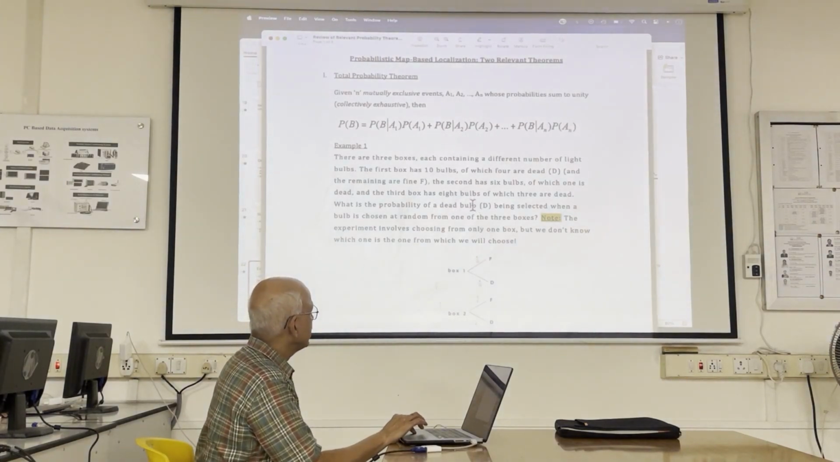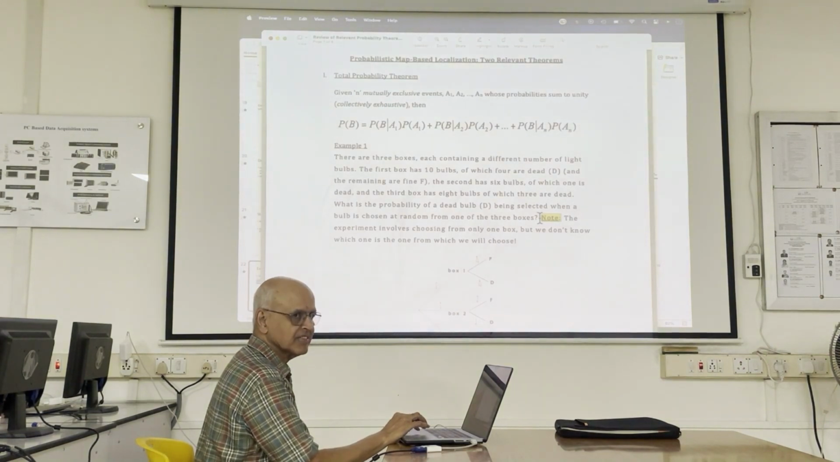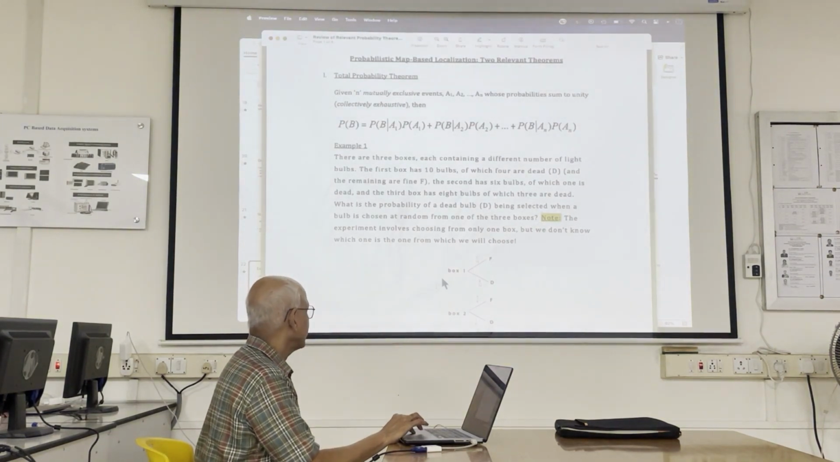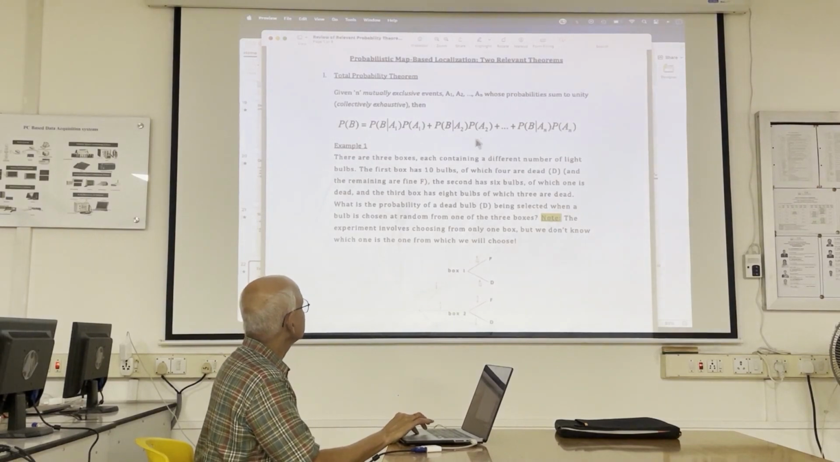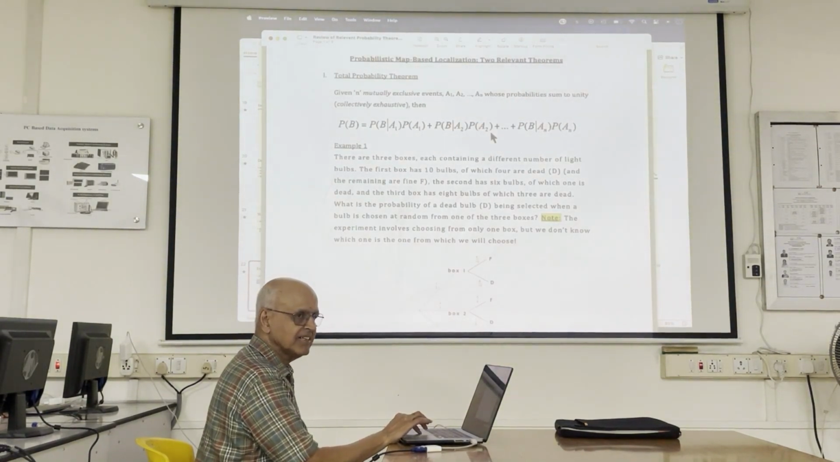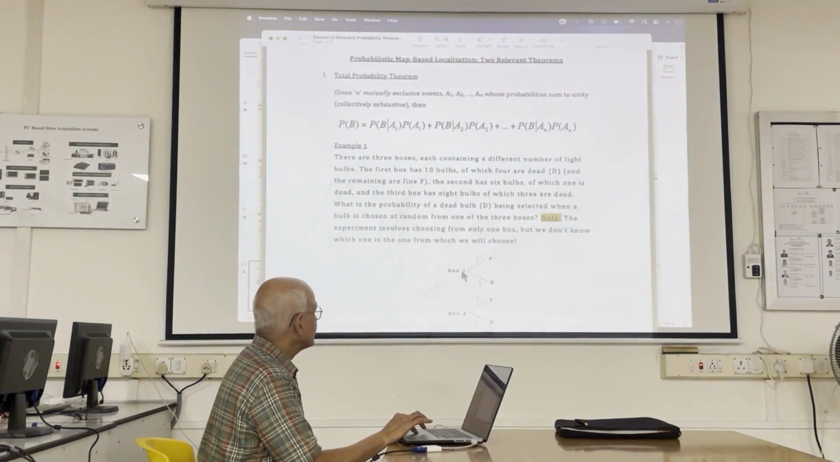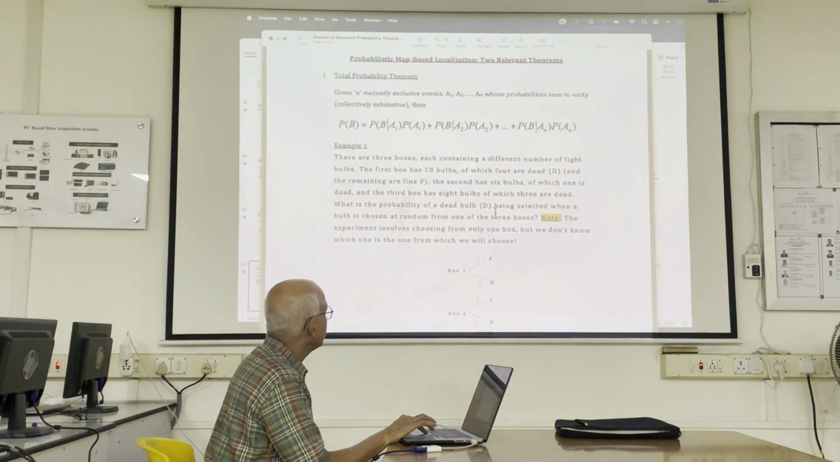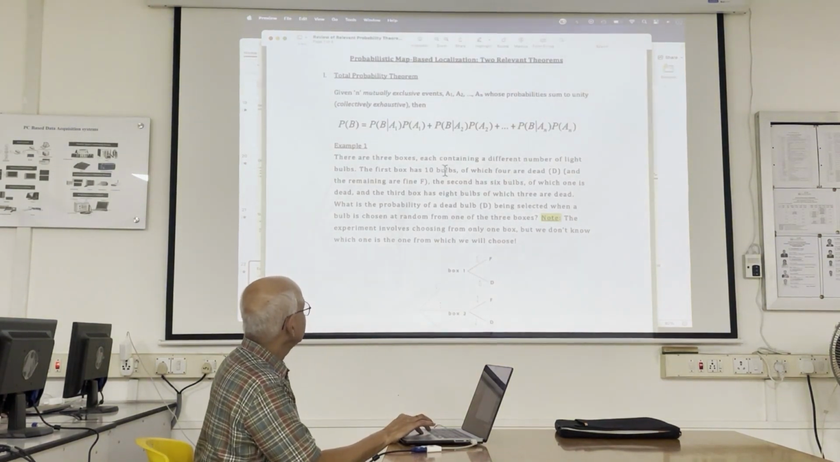What is the probability of a dead bulb being selected when a bulb is chosen at random from one of the 3 boxes? Because it's random, you get 1/3, 1/3, 1/3 for this one, this one, and the third one. There are no more; n is 3 here. But if he picks from box 1, then these are the probabilities. They're fuzzy, but they come directly from these numbers here.